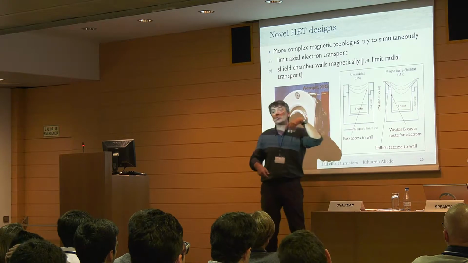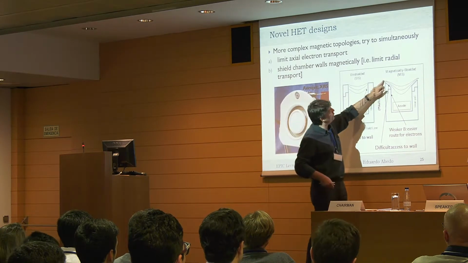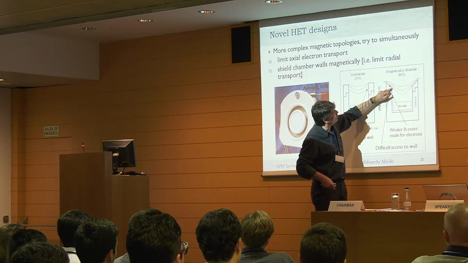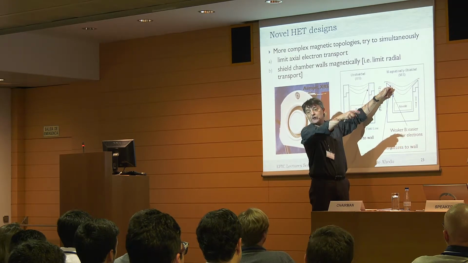So now we go to more complex technology. In more complex technologies, we say, okay, why don't you put some magnetic confinement on the wall, so we have a magnetic field that is parallel to the wall? What we are doing in the ring gas thruster, for instance.